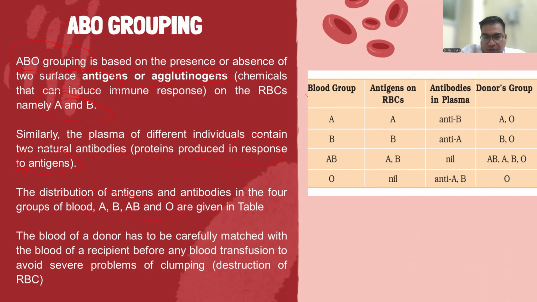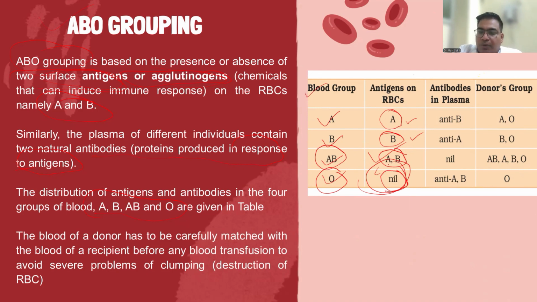In this table, these are the four blood groups A, B, AB, and O. These are the respective antigens which are present in the respective blood groupings. In case of A blood group, the antigen present is A. In case of B blood grouping, antigen B is present. In case of AB blood grouping, both antigens are present. In case of blood group O, there is an absence of any antigen.